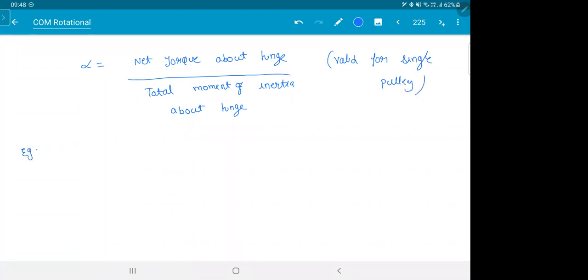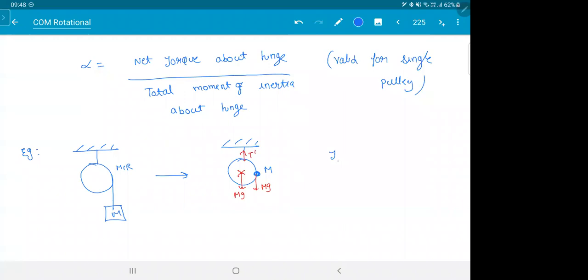So let me take an example. Listen carefully, you can write it down. This problem which we did right now, with M and R. You can attach the mass here, M. Now what are the forces? mg, the pulley's weight Mg, the pulley's tension T dash. If you take torque about the center, you get only mg's torque. What is the moment of inertia? I of the pulley plus I of the particle m. When I say moment of inertia, you have to take it for everyone. There are two here. The particle is there and the pulley is there.